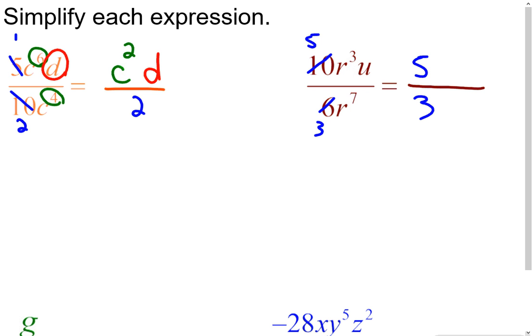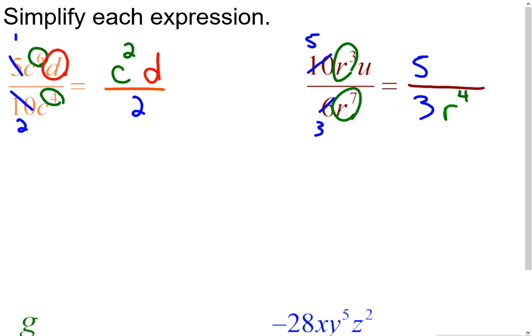Now with my r's, I notice I have r to the 7th in the denominator and r to the 3rd in the numerator. Since my 7 is larger, I'm going to do the 7 minus 3. But since I started in the denominator, my r is going to remain in the denominator. 7 minus 3 is 4. And again, I think about it, well, if I had 7 r's in the denominator, 3 r's in the numerator, 3 of those r's in the numerator and denominator are going to divide out. Well, there's still r's in the denominator. That's why we have r to the 4th down there.